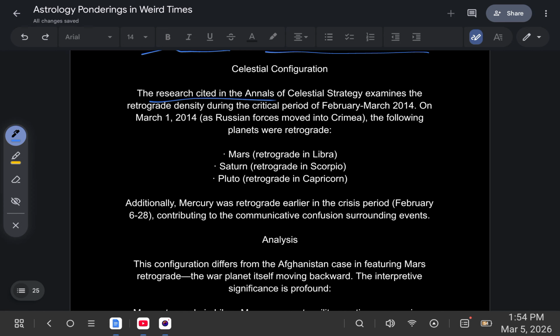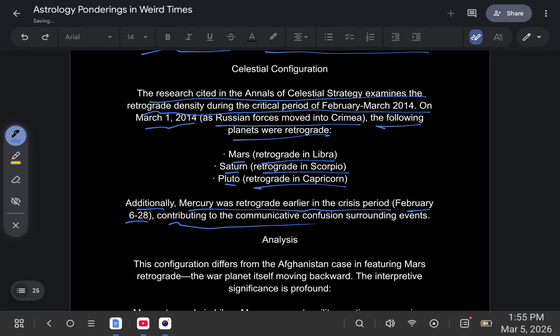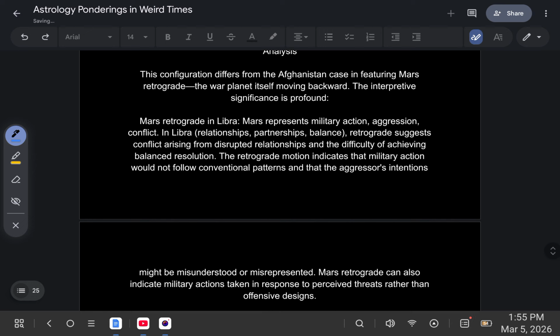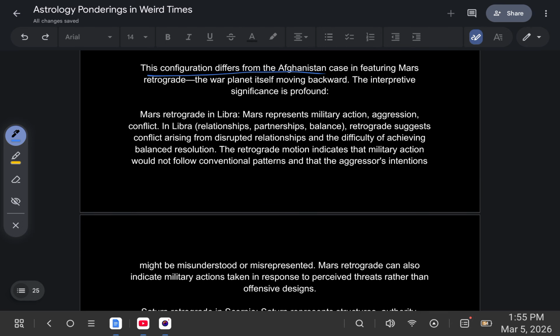The research cited in the Annals of Celestial Strategy examines the retrograde density during the critical period of February through March 2014. On March 1st, 2014, as Russian forces moved into Crimea, the following planets were retrograde: Mars, retrograde in Libra, Saturn, retrograde in Scorpio, and Pluto, retrograde in Capricorn. So additionally, Mercury was retrograde earlier in the crisis period, February 6th through the 28th, contributing to the communicative confusion surrounding events.